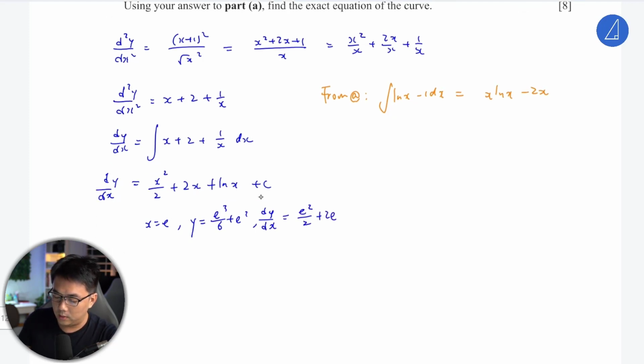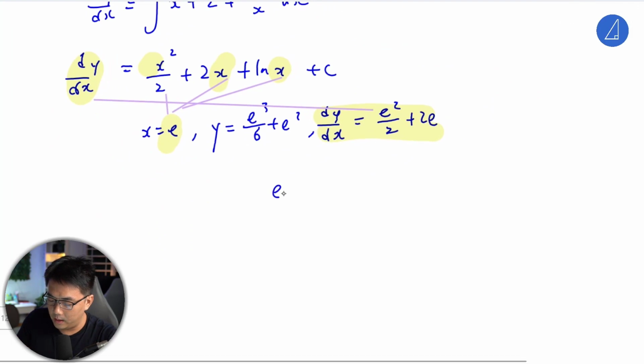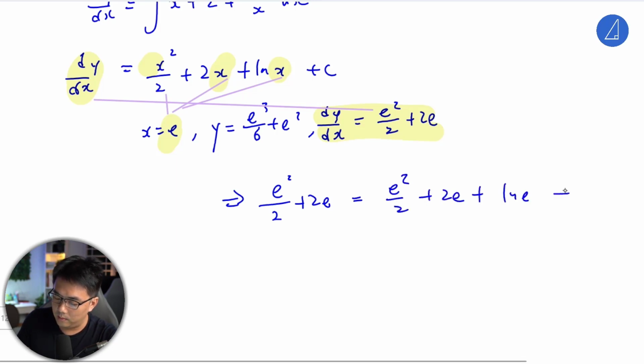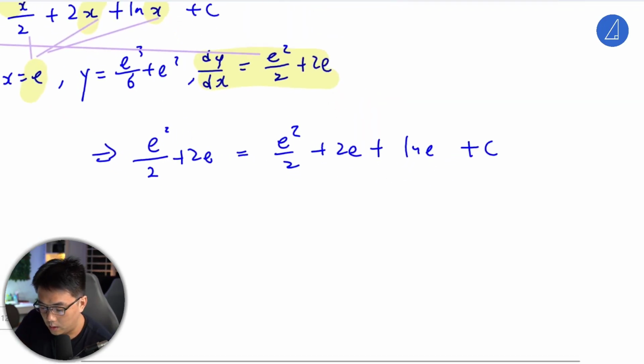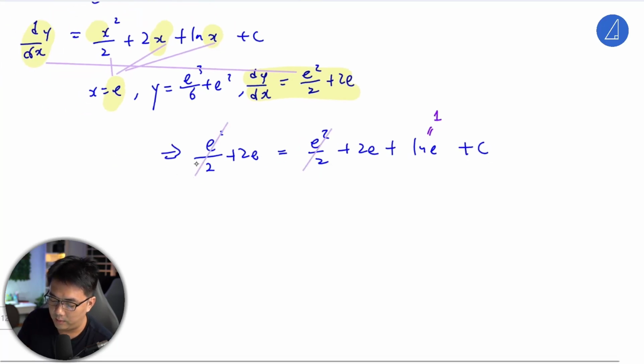In other words, I'm just going to replace dy/dx into this expression here, then replace my x inside here. So we get e squared over 2 plus 2e equals e squared over 2 plus 2e plus ln e plus c. Ln e is 1. Then we can subtract, and we get 1 plus c is 0, so c is equal to negative 1.